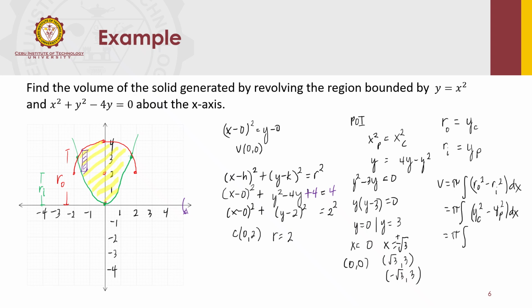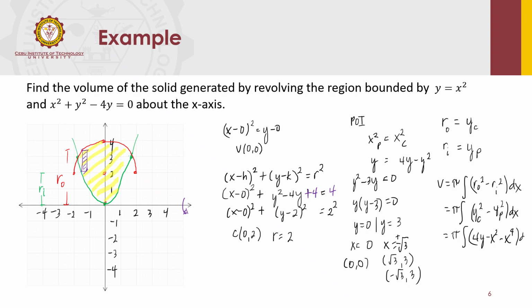So y of the circle squared is just 4y minus x squared, quantity squared, and, sorry, that's already y squared, 4y minus x squared, and then for y of the parabola squared. So y is x squared, and then need to square it. So it's x to the power 4.